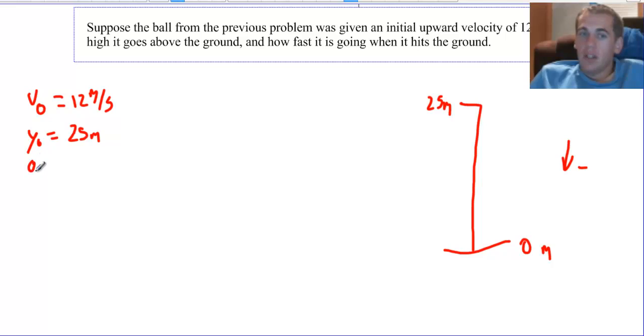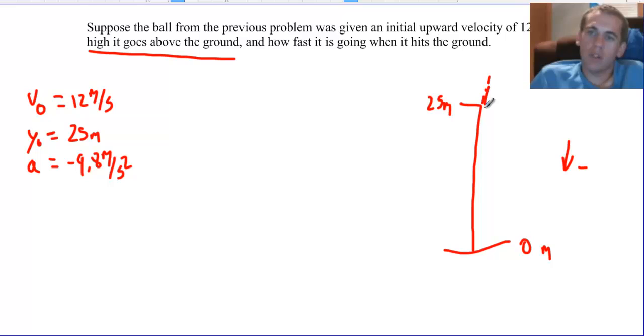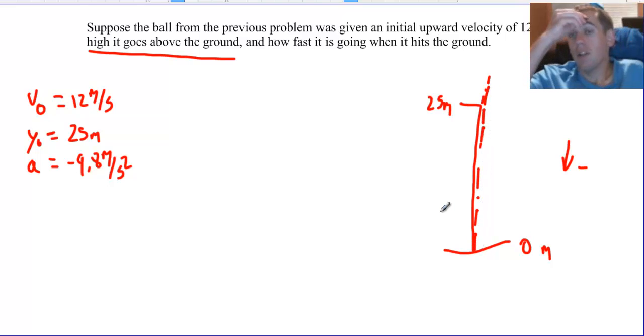The acceleration is the acceleration due to gravity, so negative 9.8 meters per second squared, and then how high it goes above the ground, right? So this ball, it's going to go up, and then it's going to come back down. Okay, it's a free fall problem, but there's this interesting part to it. Now, this is the trick to solving a question like this, when it wants to know how long it goes up or how high it goes.